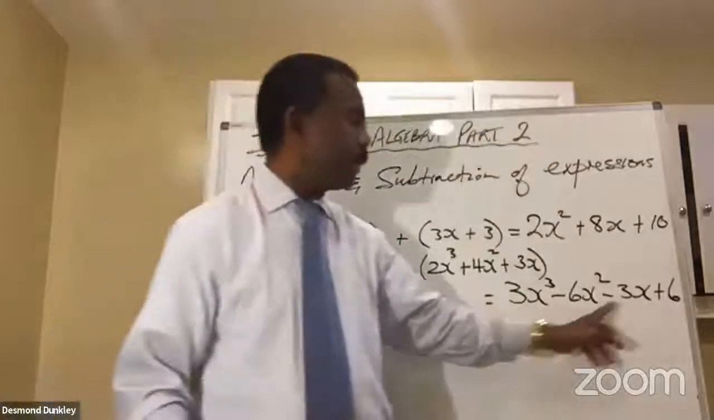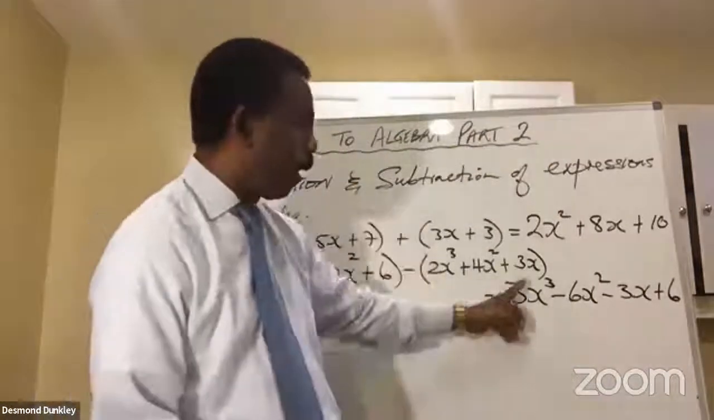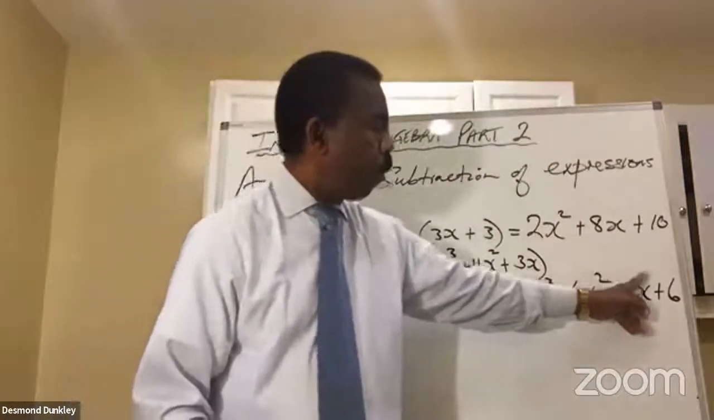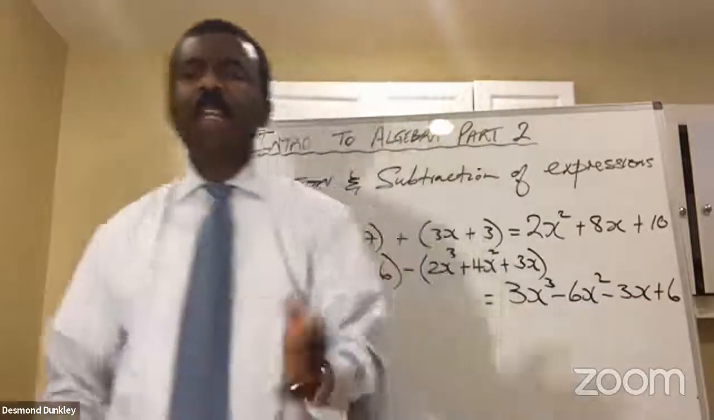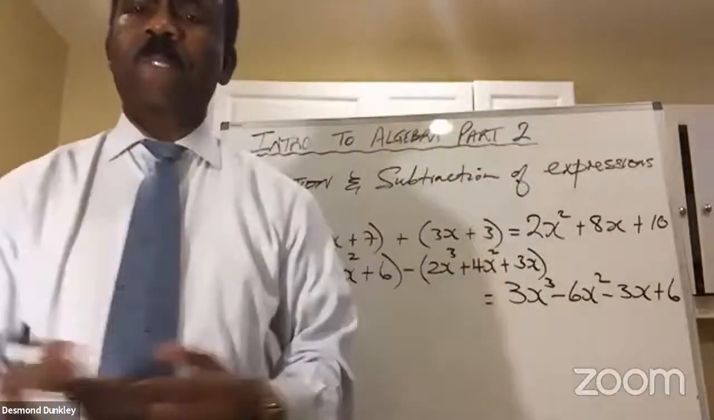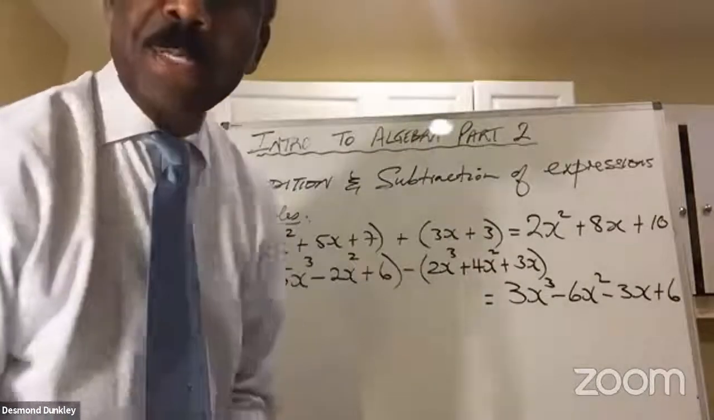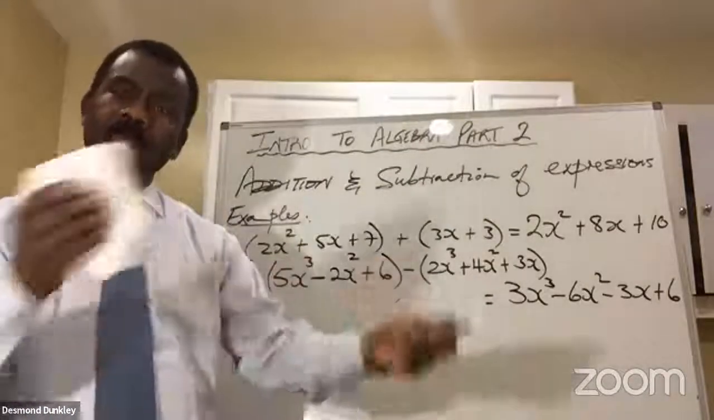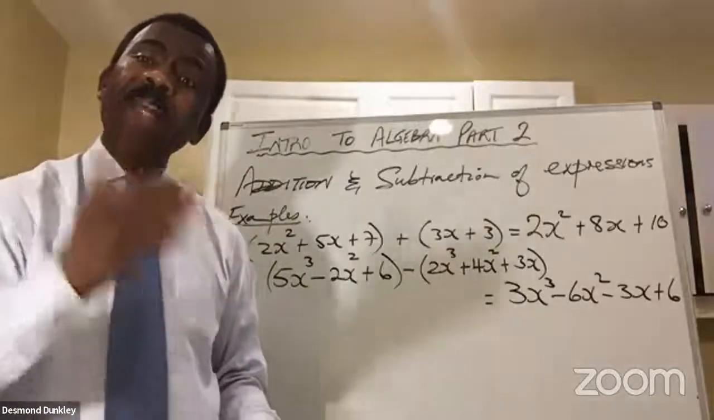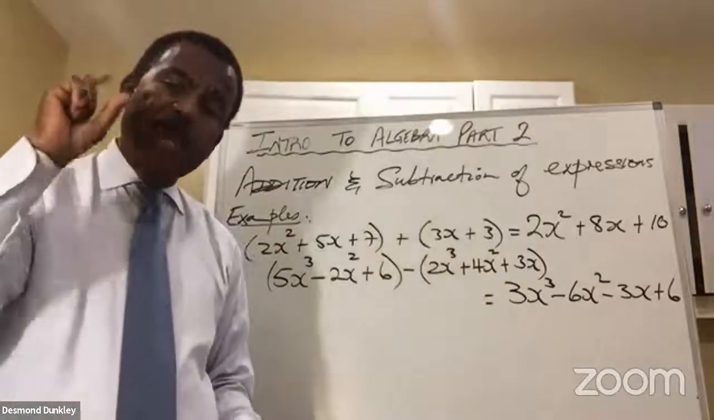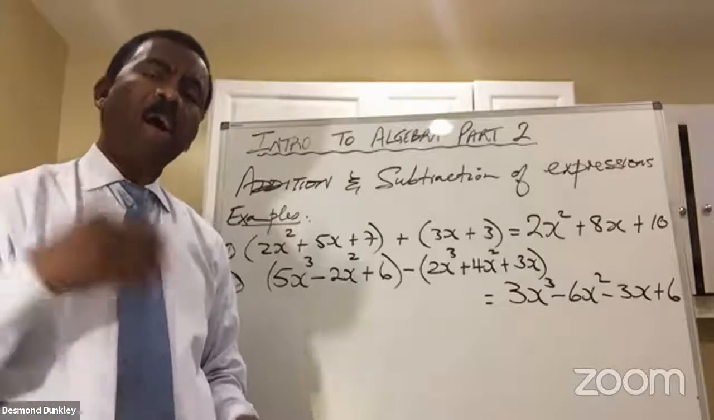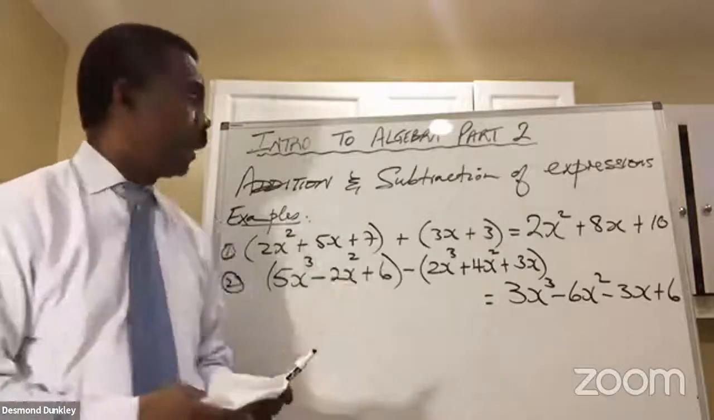All these terms are of different power. This is 3, 2, 1, 0. So therefore, they are unlike terms. You cannot combine them. Okay? So that's what it is when we talk about like terms and unlike terms. For them to be like terms, they have to have the same exponent. And they are unlike terms if they have different exponents.